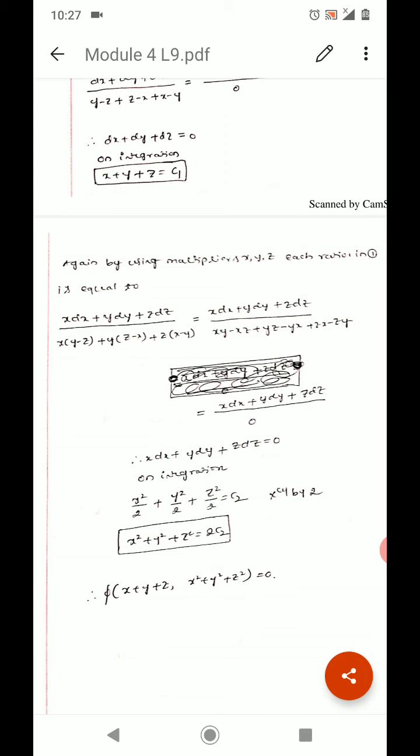is equal to 2c2. Therefore we have two solutions: x plus y plus z is equal to c1, and x square plus y square plus z square is equal to 2c2. Therefore the general solution becomes phi of (x plus y plus z, x square plus y square plus z square) is equal to 0.